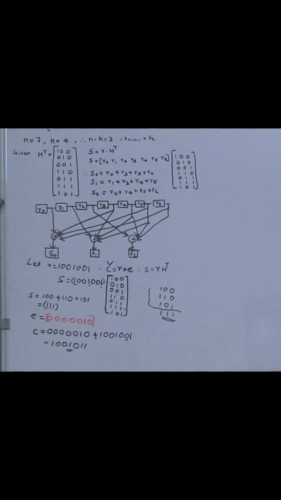By calculating the syndrome from the equation S is equal to R H transpose, we get the value of the syndrome. By getting the syndrome value, we search for the value in H transpose to see which position it is in. We find it is in the sixth position, so the error will be in the sixth position. By adding this error to the received vector, we get the transmitted code word. So this is how we calculate the transmitted code word from the syndrome.